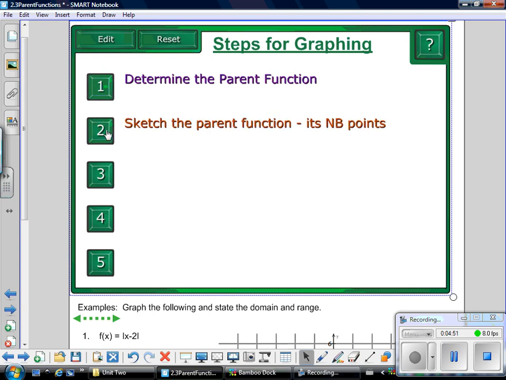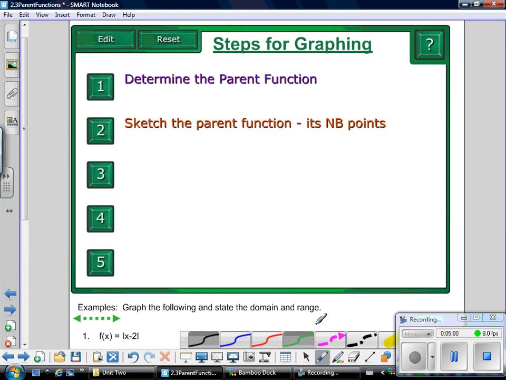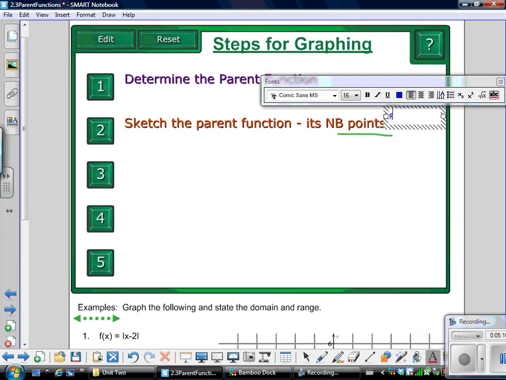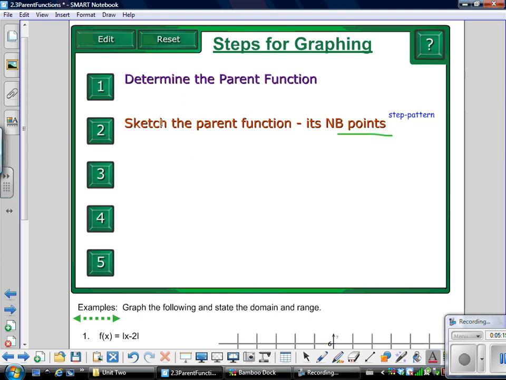Sketch the parent function's important points. What I'm talking about for important points is the step pattern that we talked about. So it's the step pattern that we're interested in, and I'll just put "step pattern" so that you know that's really the important part there. And if there's a vertex, that becomes part of the important points of the parent also.